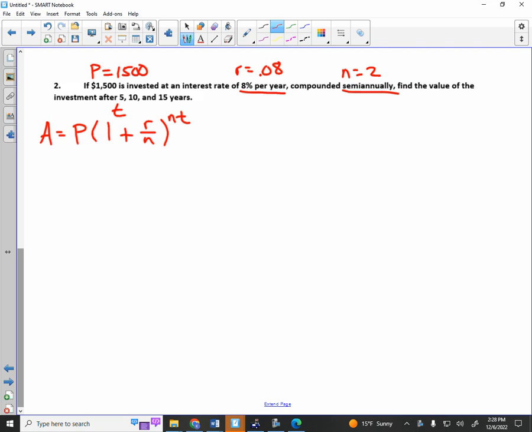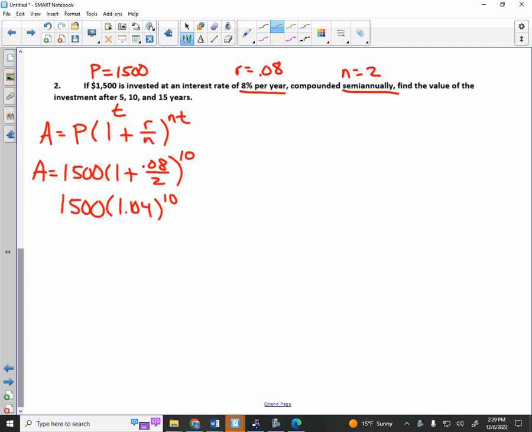Okay? So the amount is equal to the principal, which is 1,500 times 1 plus 0.08 over 2, raised to the, N is the number of times it's compounded, which is twice. And then T is the number of years, which is 5. 2 times 5 is 10. So raised to the 10th power. Or in other words, 1,500 times 1.04 raised to the 10th power. Notice how 0.08 divided by 2 is 0.04.